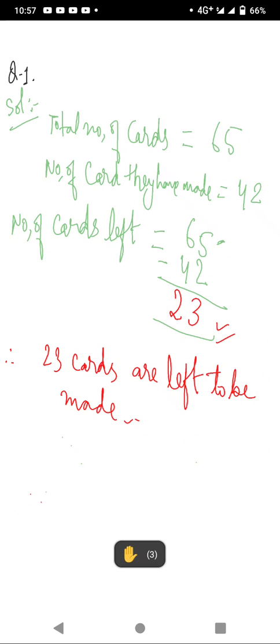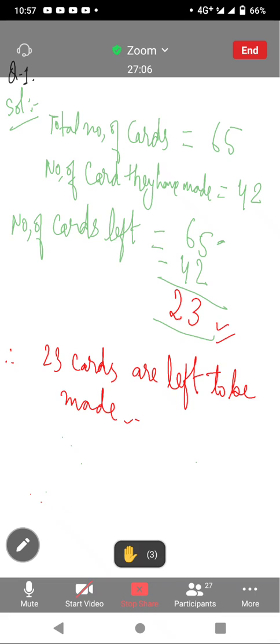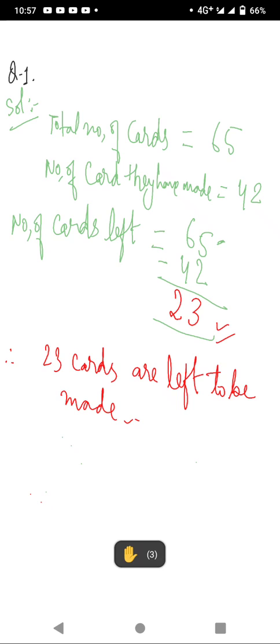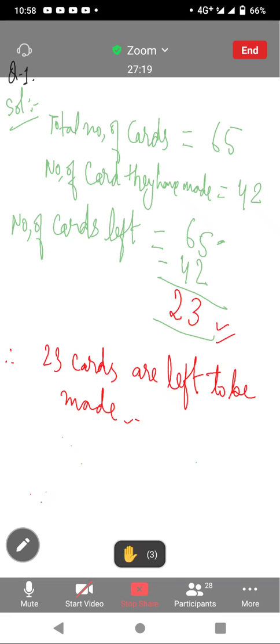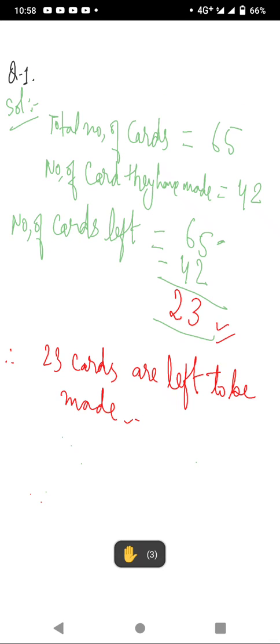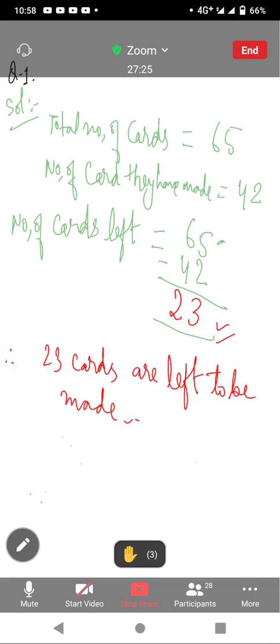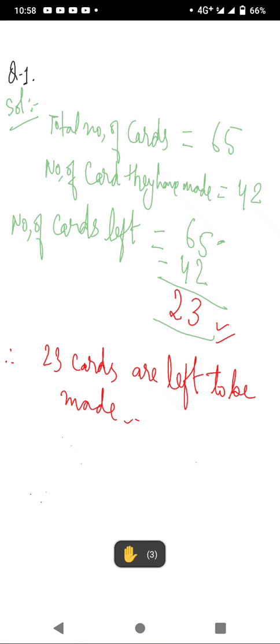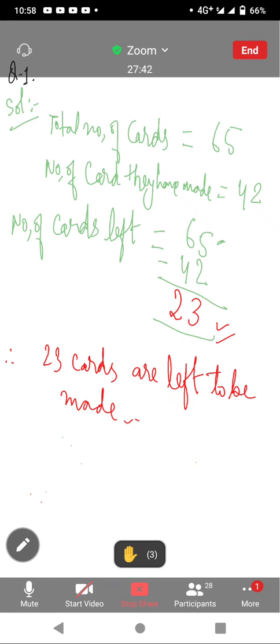94. Answer of part B. 94. Why, beta, 94? 57. Or 12. 92. Yes, Sam is giving the correct answer, 57. 23. 27. Sir, 90. 87. Sir, 83. Somebody is saying 83, somebody is saying 94, somebody is saying 37. So let's check. Okay, I'm telling you.